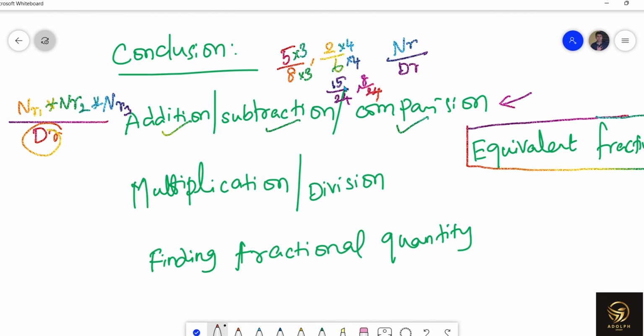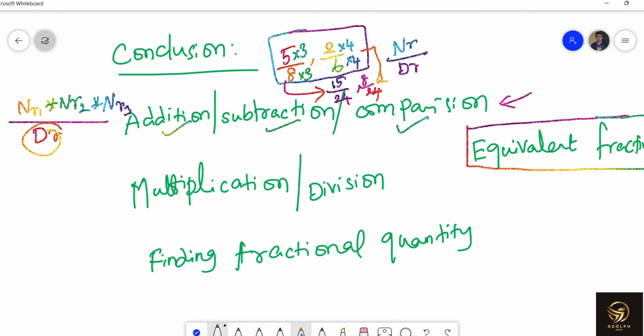But what we are going to do is apply the operation only to the numerators. But before that, what are we doing? We are multiplying both numerator and denominator by the same number. That is nothing but equivalent fractions. So 5 by 8 has been converted into 15 by 24, and 2 by 6 has been converted into 8 by 24. So that is what an equivalent fraction is.